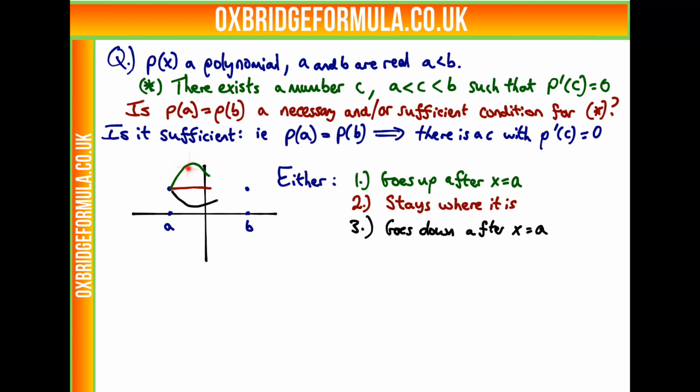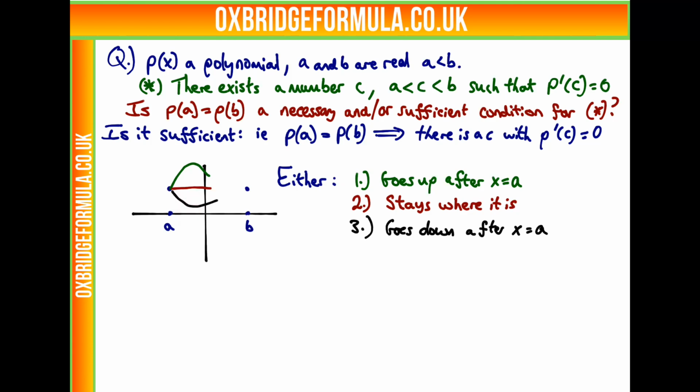So the green curve must go back down after going up, and the black curve must come back up after going down. So what does that mean? In the case of the green one, if it goes up and must come back down, that must mean there is a turning point somewhere along this range, which precisely occurs when P prime of x is equal to 0. So you must have a turning point in the green case, and the similar argument in reverse tells us that there must be a turning point in the third case as well.